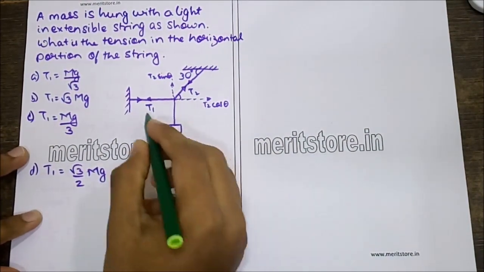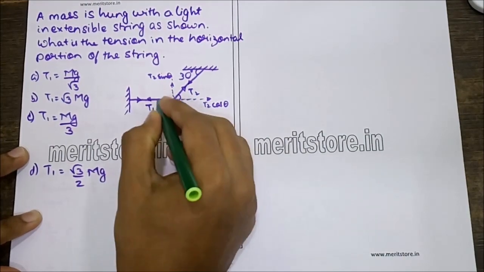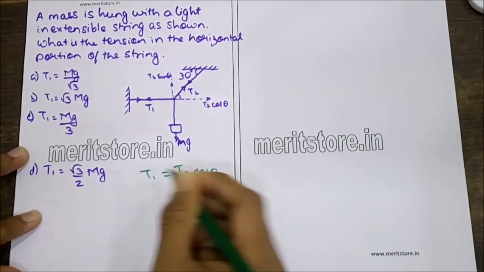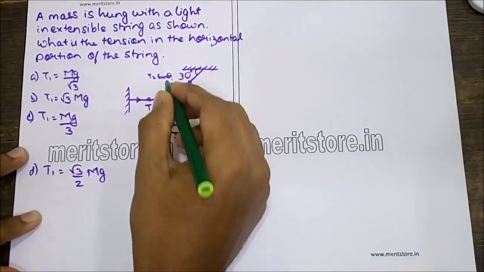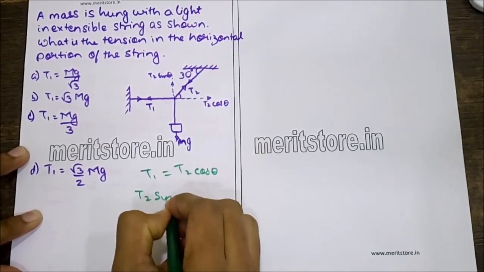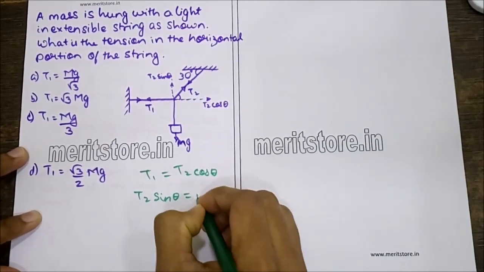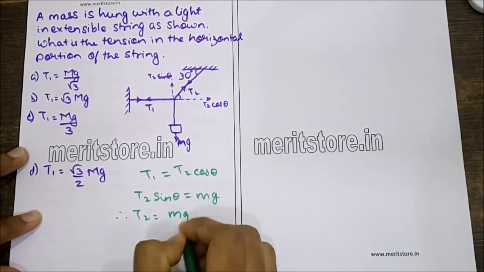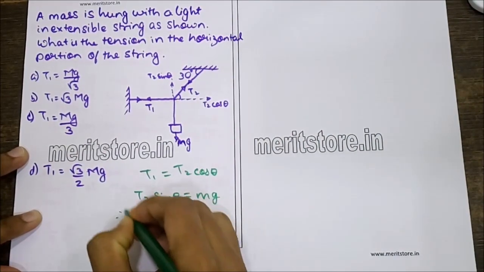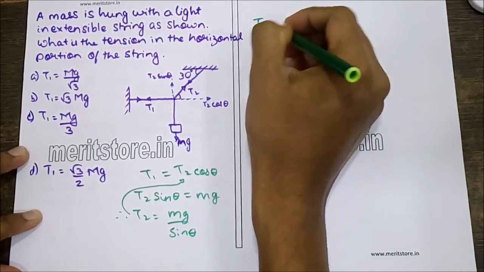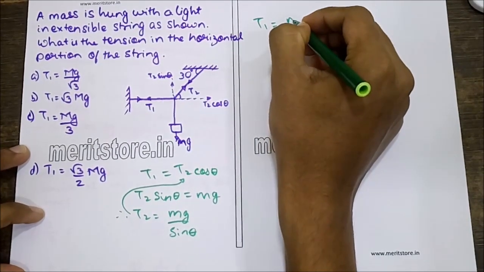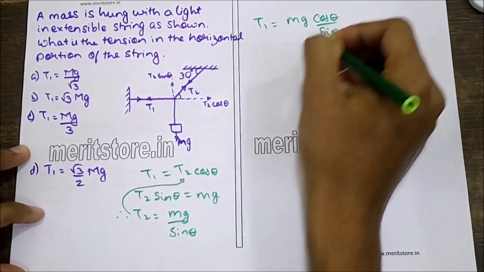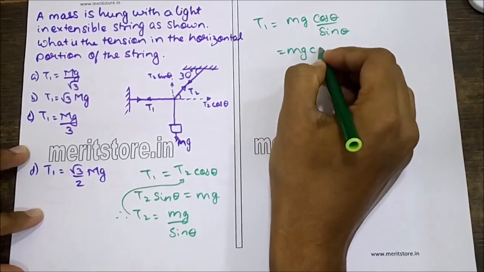Now in this figure, the horizontal portion T1, as you can see in equilibrium, would be equal to T2 cos theta. Also, the vertical component of T2, that is T2 sin theta, balances the weight of the object, that is mg. Therefore, T2 is equal to mg upon sin theta. Let us substitute the value of T2. Therefore, T1 is equal to mg into cos theta upon sin theta, which is nothing but mg cot theta.